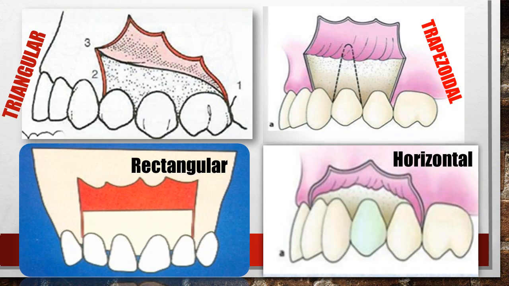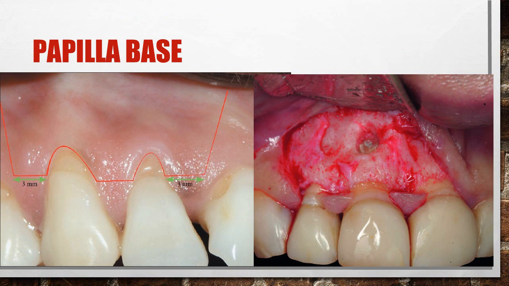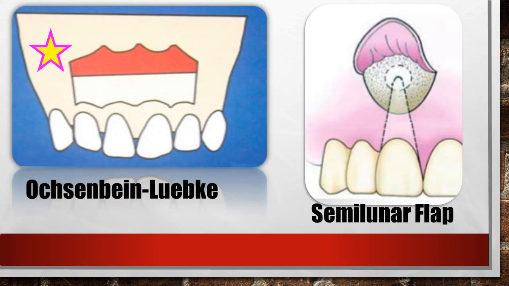So here you have the diagrammatic representation of your full mucoperiosteal flaps. As you can see, the sulcus is involved in all of them. So you have the triangular, the trapezoidal, the rectangular and the horizontal. And this is the papilla preservation or the papilla base flap. So you are actually preserving the papilla. As you can see, the papilla is left behind over here, and you have given a flap.